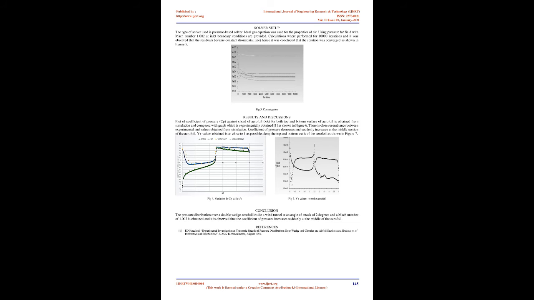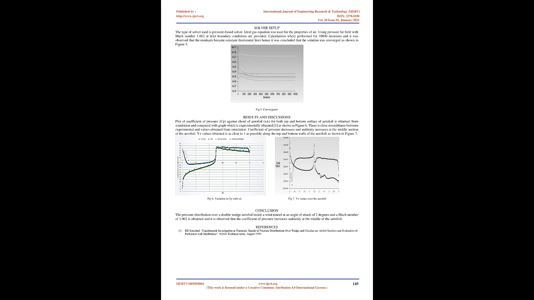Results and discussions: plot of coefficient of pressure, Cp, against chord of airfoil, x/c, for both top and bottom surface of airfoil is obtained from simulation and compared with the graph which is experimentally obtained, as shown in Figure 6. There is close resemblance between experimental and simulation values. Coefficient of pressure decreases and suddenly increases at the middle section of the airfoil. Y plus values obtained are as close to 1 as possible along the top and bottom walls of the airfoil as shown in Figure 7.